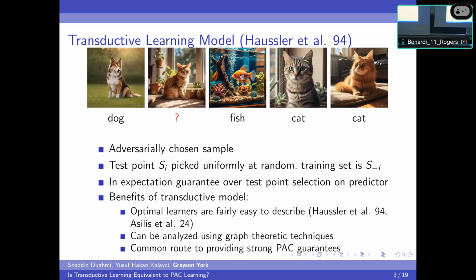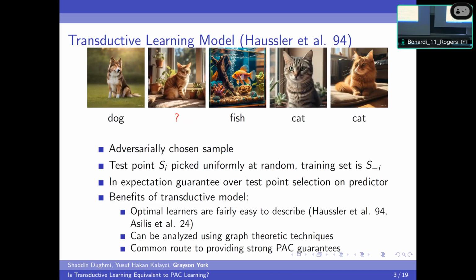In contrast to this setting, one can study the transductive learning setting. In the transductive learning setting, it's not quite like the PAC setting. We give a little bit and we take a little bit. Instead of a distribution, the adversary will give us a fully specified sample of n data points. Then we're going to choose a data point from this sample uniformly at random to be the test point. The remainder of the sample is going to be the training set.